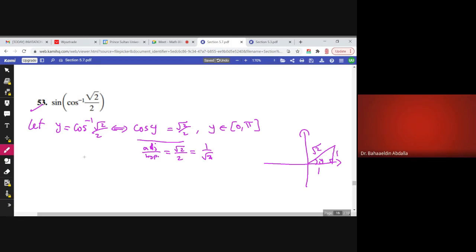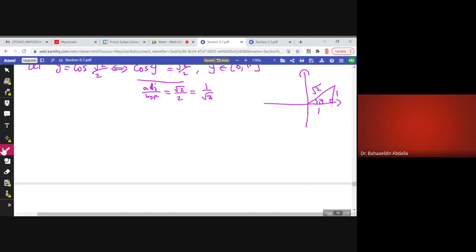So now what do we need? We need sine cosine inverse square root of 2 over 2. But this is equal to sine y, because cosine inverse square root of 2 over 2 is just y. So now we need to find sine y. What is sine of this angle? Opposite over hypotenuse. So it is 1 over square root of 2. Or if you rationalize the denominator, it's square root of 2 over 2. So that's the answer.